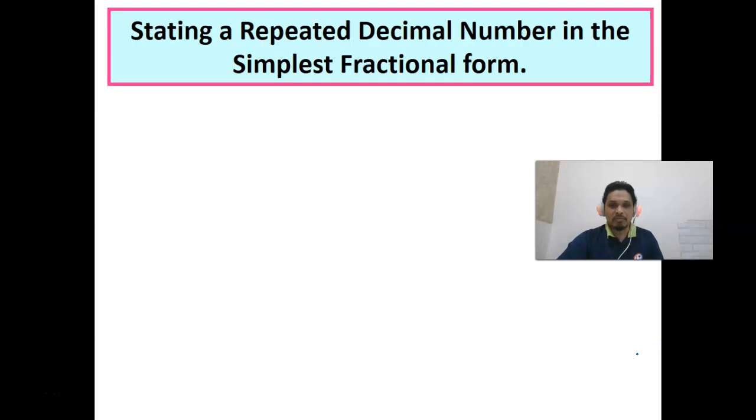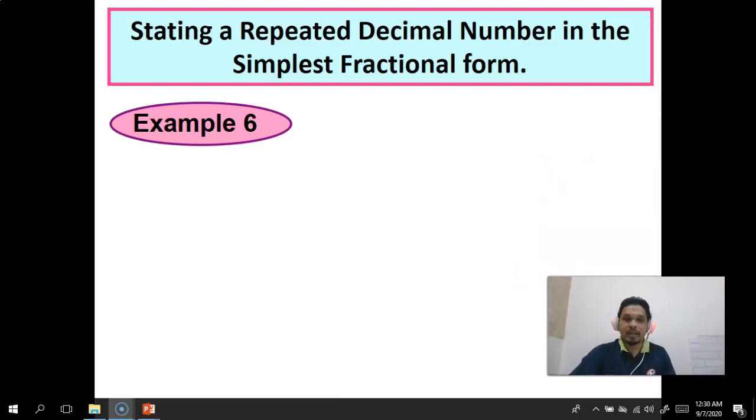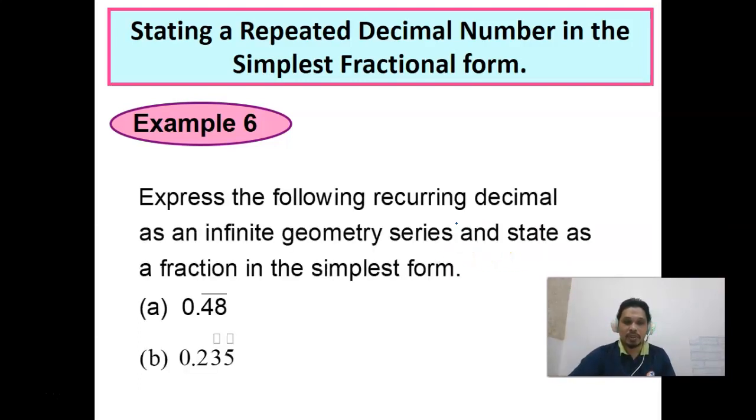Stating repeated decimal numbers in the simplest fractional form. Okay, example 6. Express the following recurrent decimal as an infinite geometric series and state as a fraction in the simplest form. Okay, guys. This one is 0.484848 and so on. It's endless.